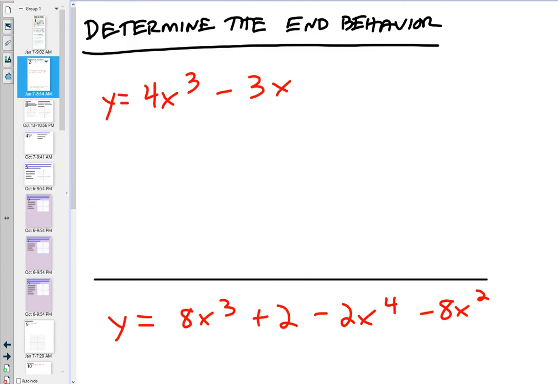So let's determine the end behavior. First thing we want to do is identify the lead term. What is the lead term in this first function up here? 4x to the third, the lead term. I like to look at degree first, just in my mind that organizes things better, and then lead coefficient, but it doesn't really matter. What type of degree function is this? It's odd. And is the lead coefficient here positive or negative? It is positive.